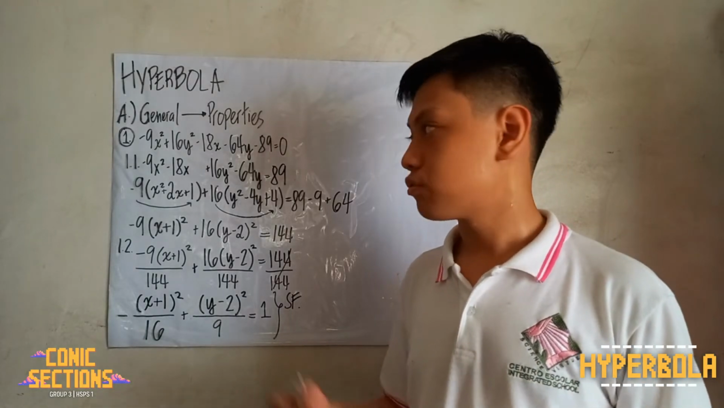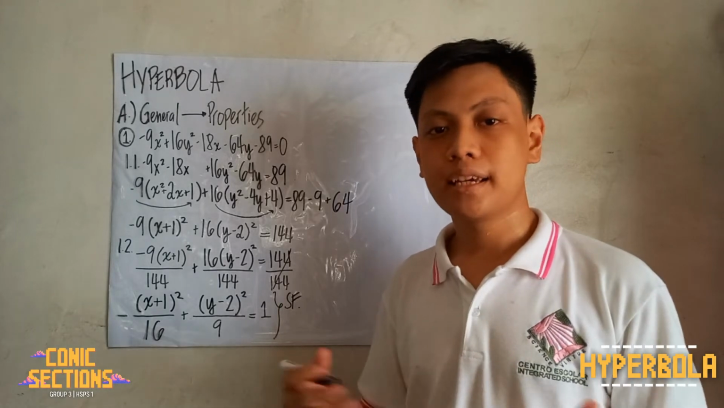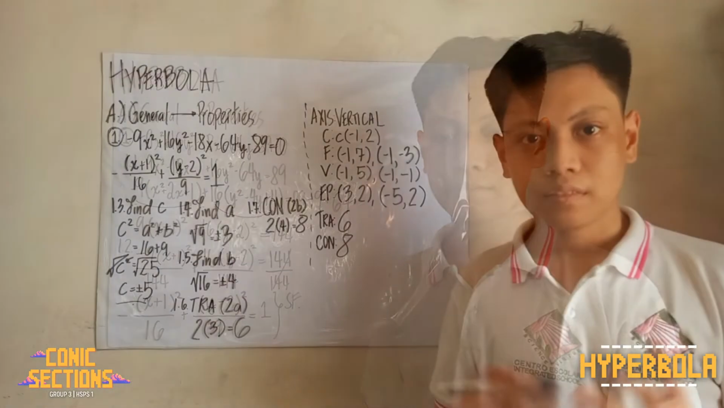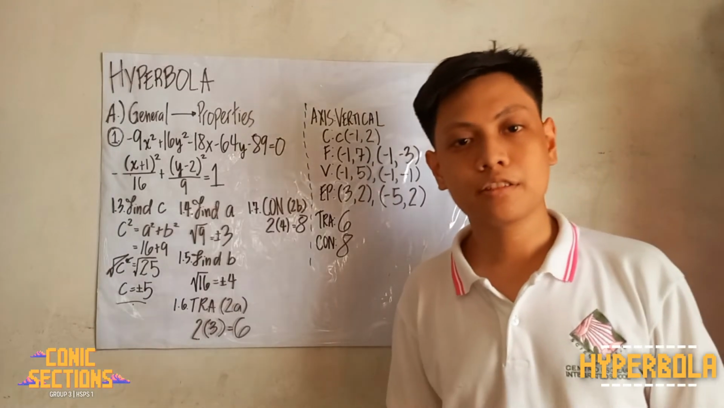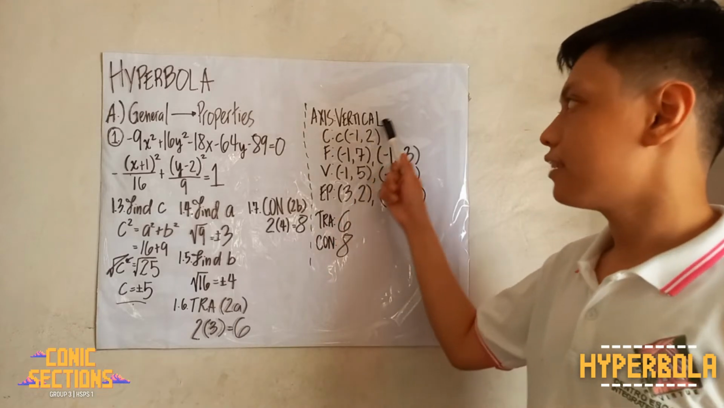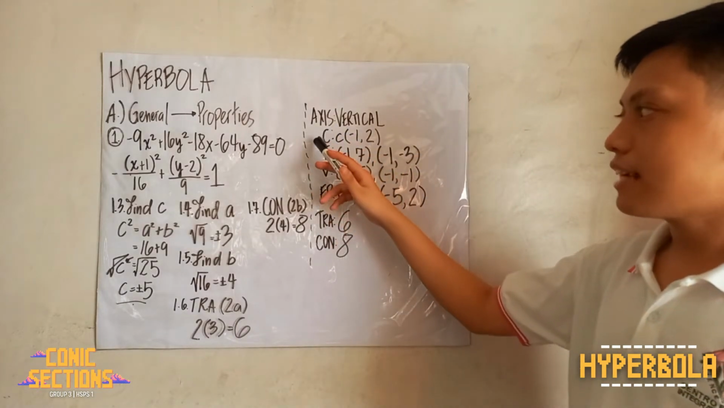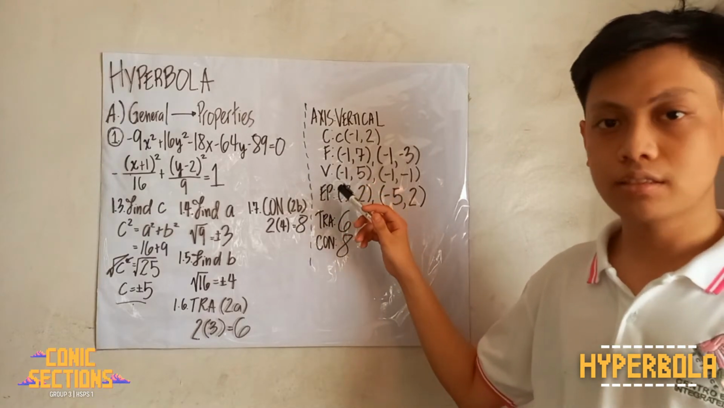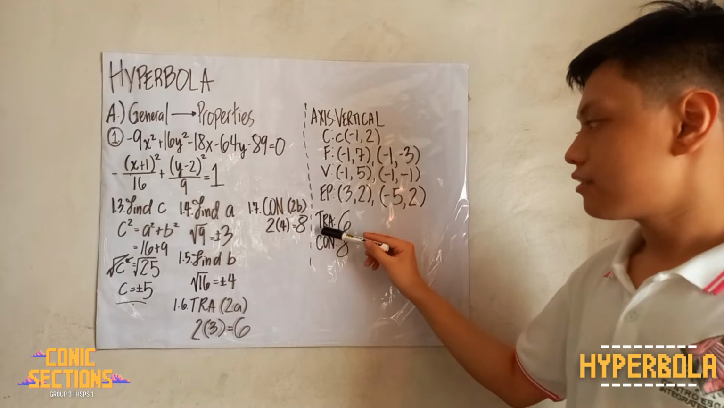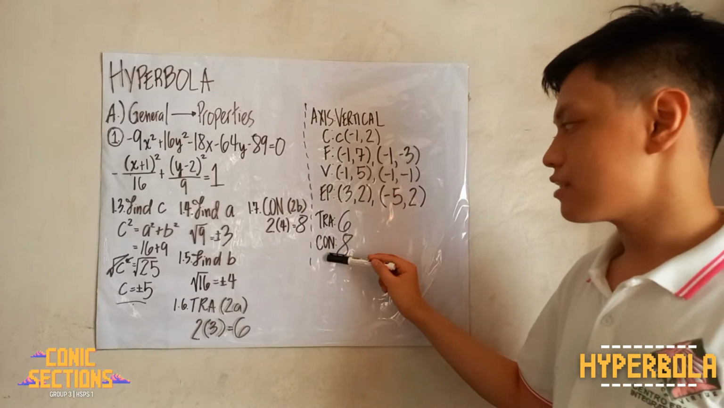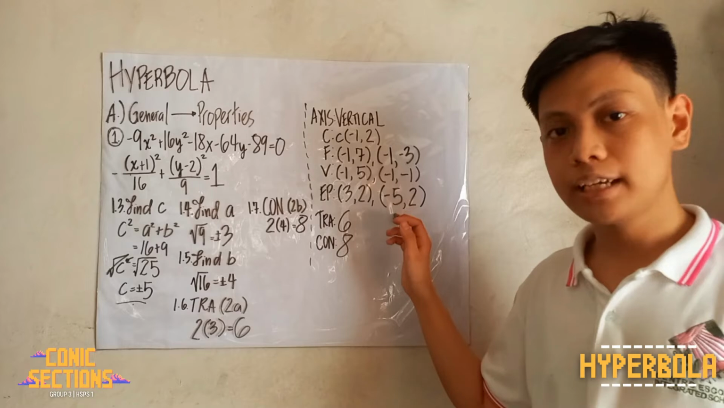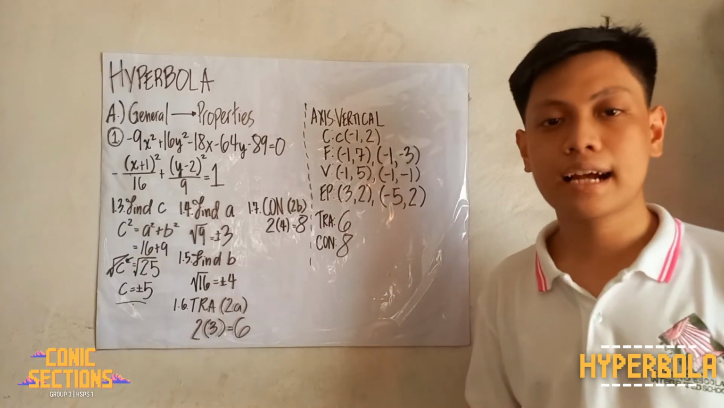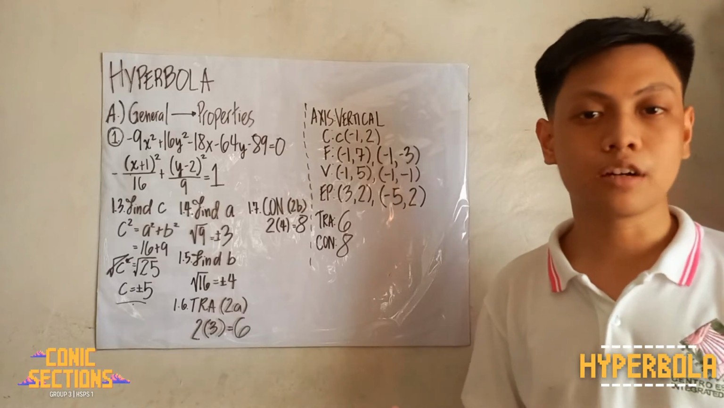And now that we have solved for the standard equation, we can begin finding out the properties of this item. Now that we're finding the properties, the first thing that we must do is to write down a table. We have the axis, the center, the foci, the vertices, the endpoints of the conjugate axis, or the covertices, the transverse axis, and the conjugate axis. The transverse axis and the conjugate axis are almost similar to the major and minor axis in solving for the properties of an ellipse.